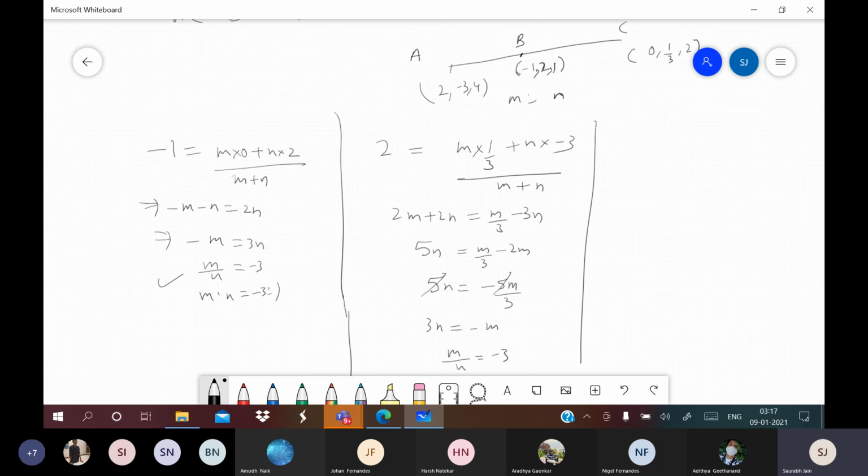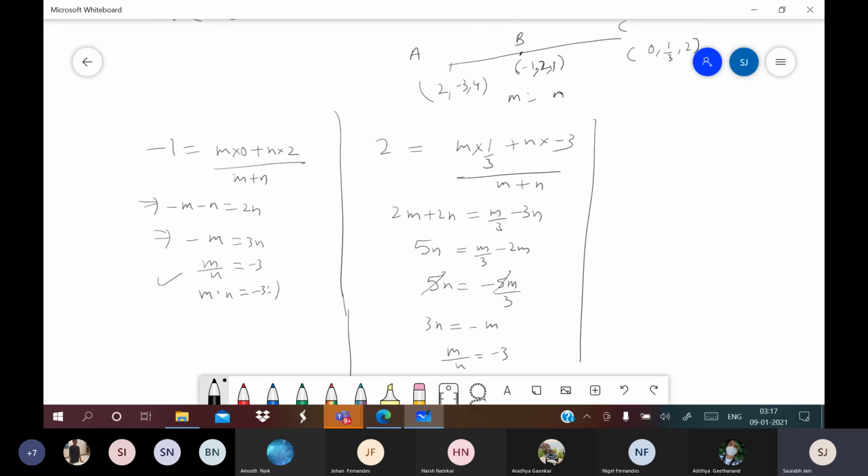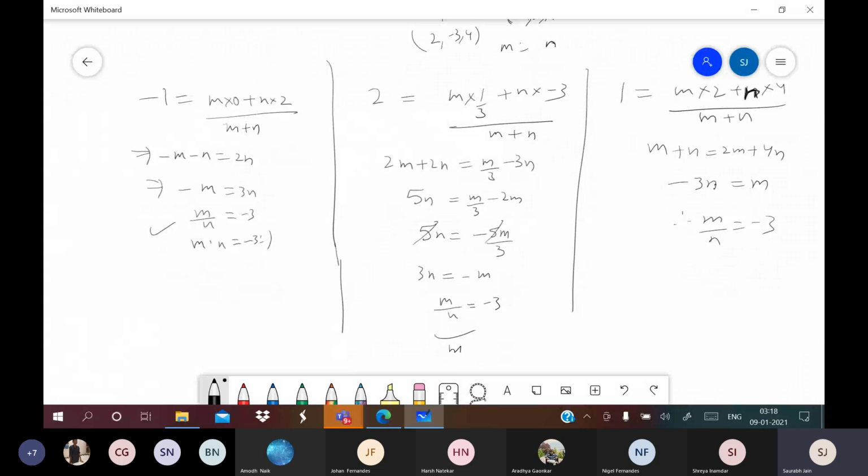Now apply section formula for the third value, that is z coordinate. 1 equals m into 2 plus n into 4 upon m plus n. Cross multiply this, okay? So m plus n is 2m plus 4n. This is minus 3n is equal to m. So what is m by n? M by n is minus 3. What do you observe? That every time you are getting the same ratio, and this is the concept.